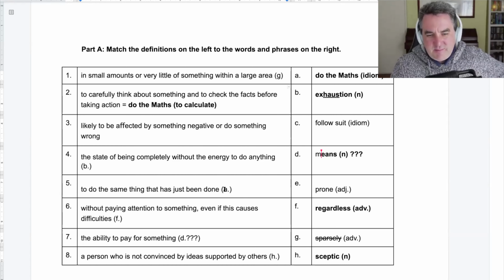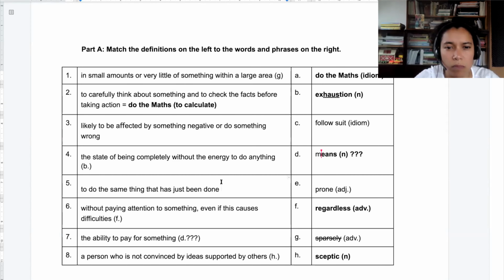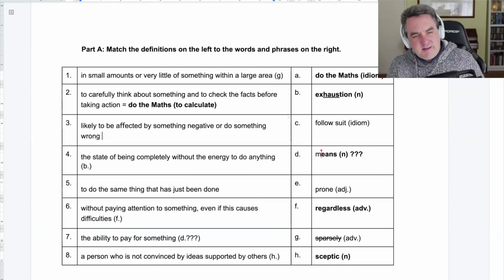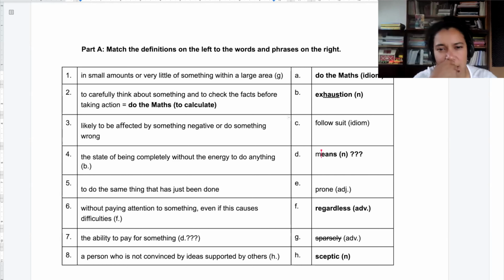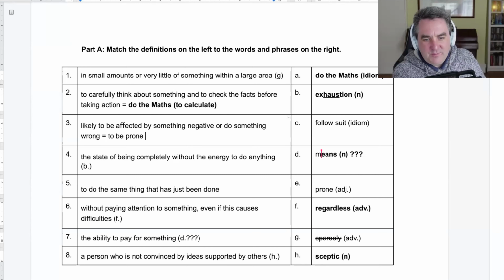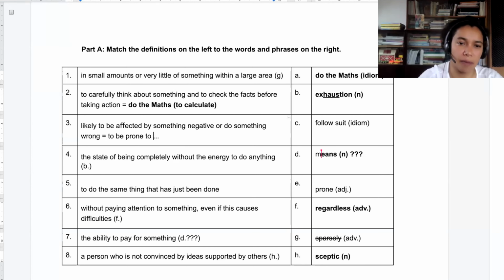So number 5 is not in this case. So number 3, likely to be affected by something negative or do something wrong. Perhaps a pronoun, but perhaps just guessing. Yeah. So to be prone to. This is an adjective. Okay, so it's an adjective.